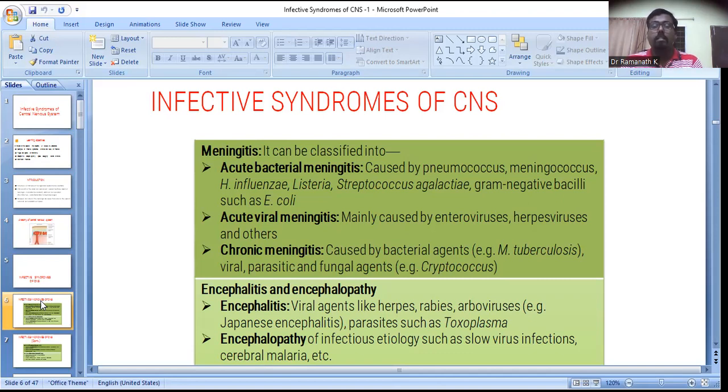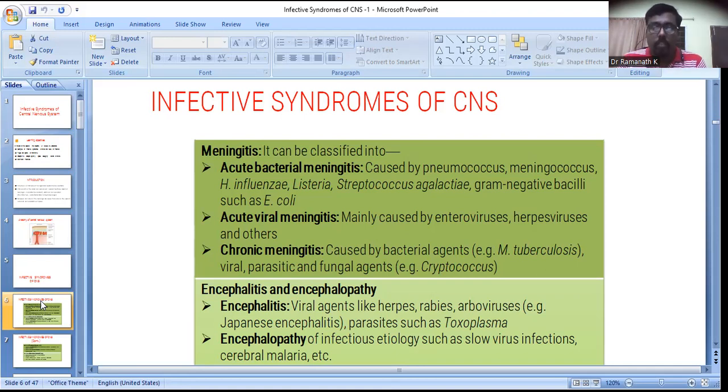There are viral agents also which can produce the acute viral meningitis, which include enterovirus, herpes virus, and some of the other viruses are also involved. Next, coming to the chronic meningitis, which has got a longer time duration of infection. It is also produced by bacteria, viral and parasitic agents. Even fungus also can cause chronic meningitis. The major bacteria include Mycobacterium tuberculosis and the fungus include Cryptococcus.